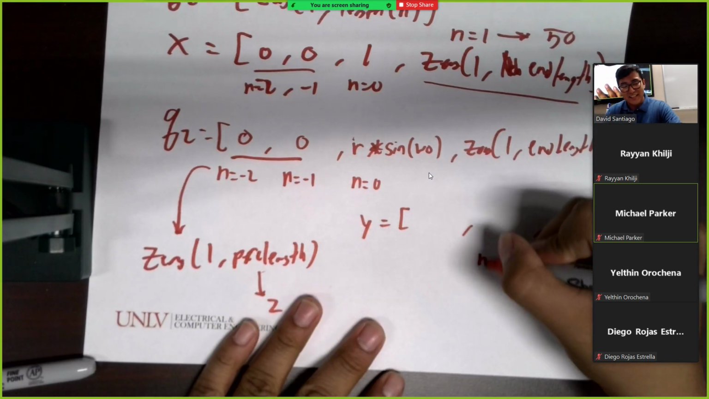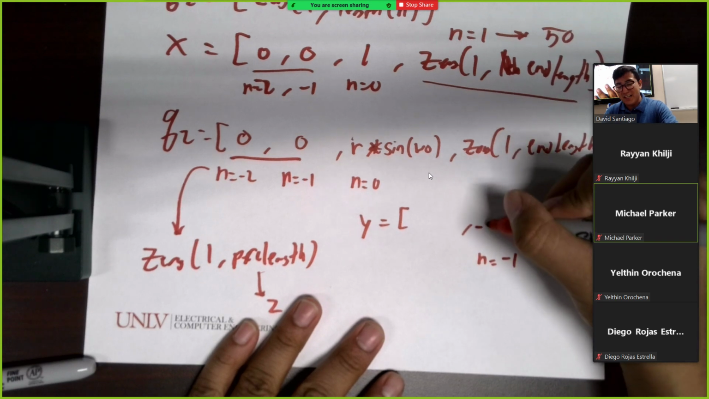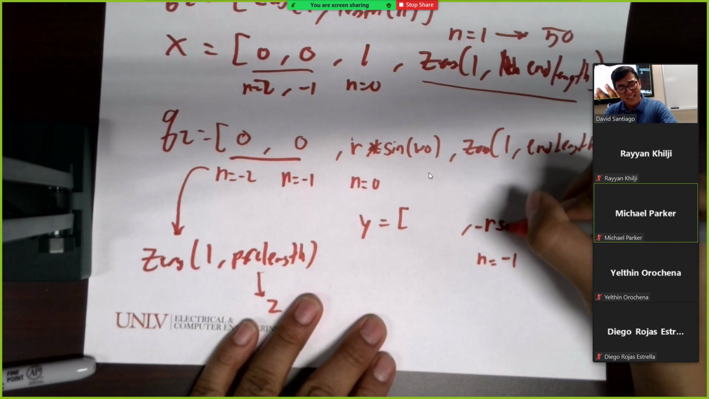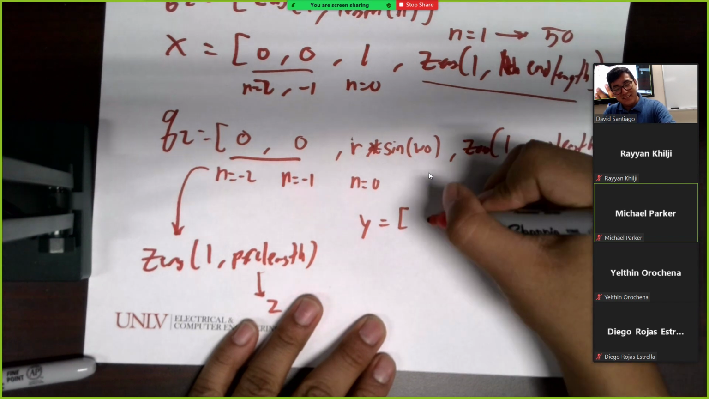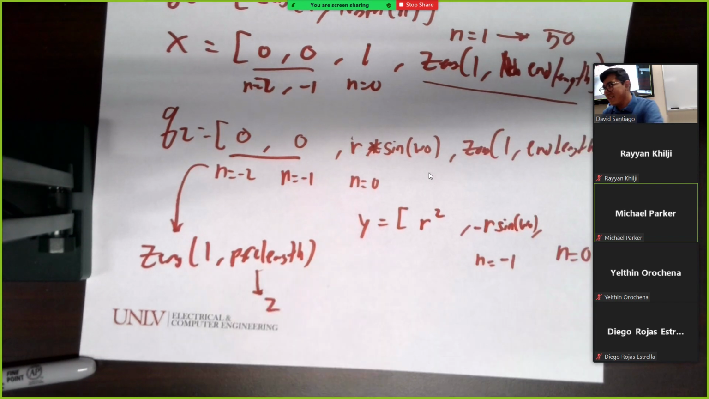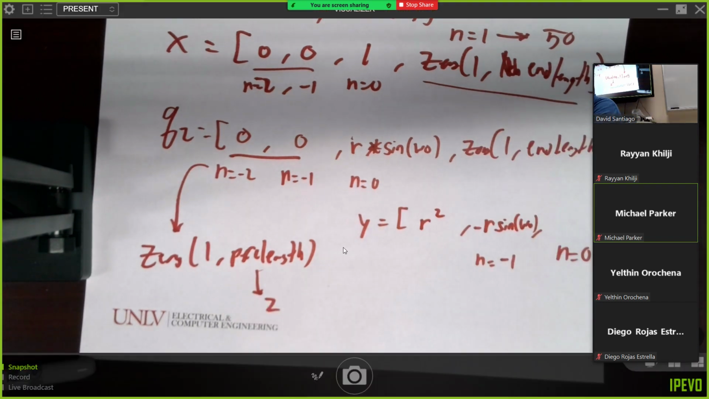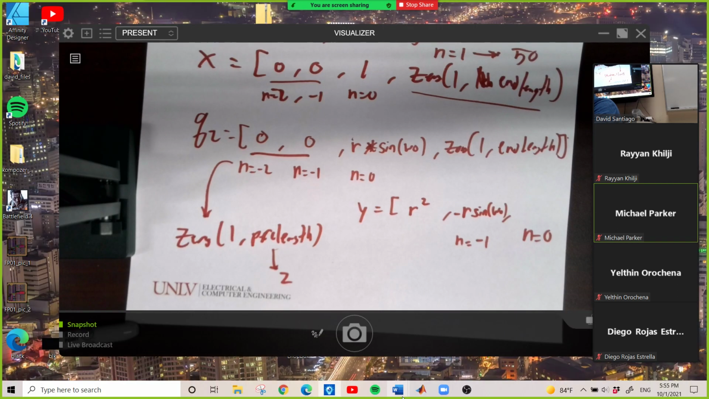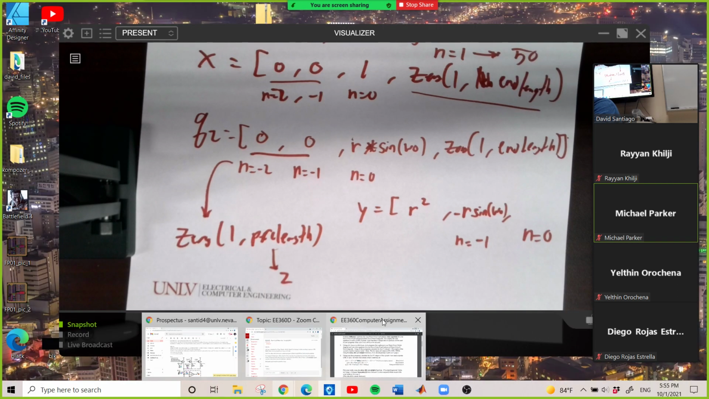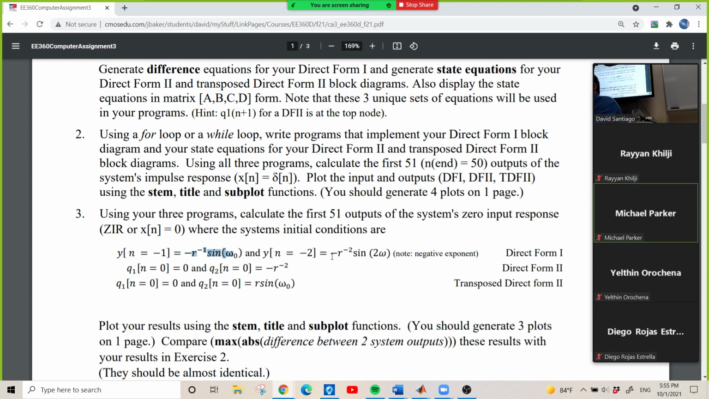So we're going to look at n is equal to minus 1, and we saw that we have r sine of omega. And then this one was an r squared. Did I get it right? Yeah, let me see. Did I get that right? No, r to the minus 2. So it's minus r to the negative 2 sine of 2 omega naught. Oof, I forgot the omega naught.